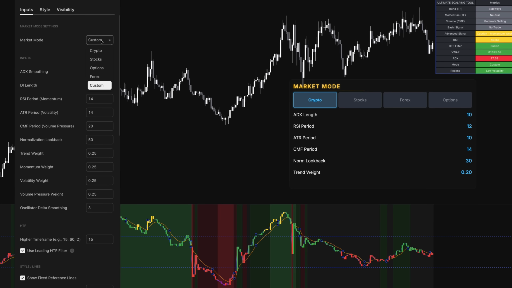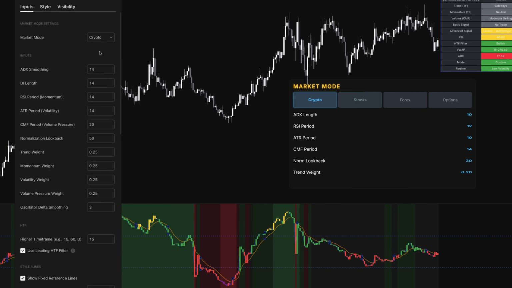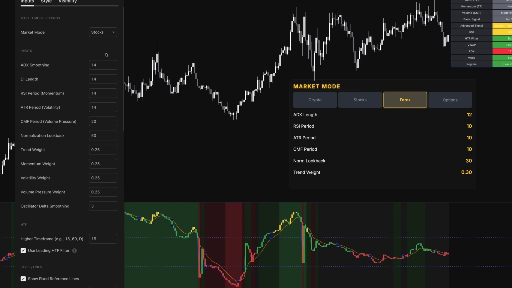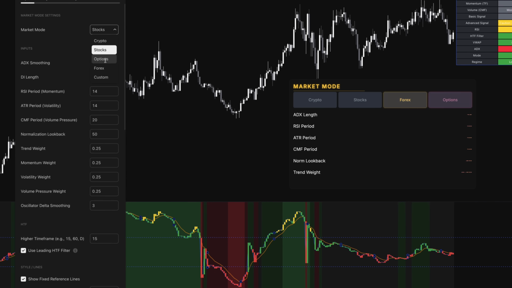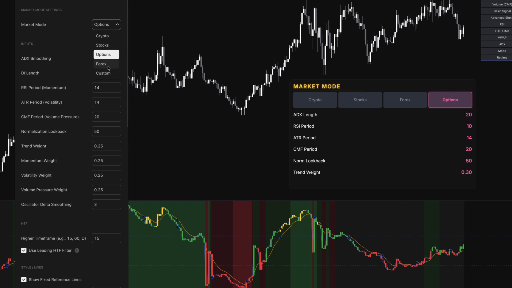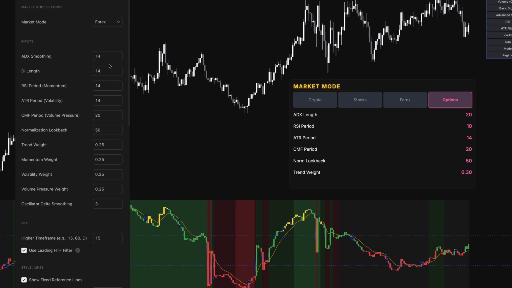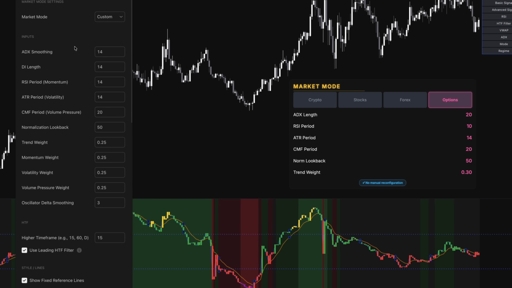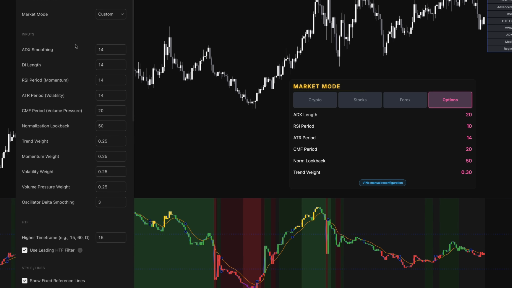The market mode presets are a practical feature. Switching between crypto, stocks, forex, and options automatically adjusts the ADX length, RSI period, ATR period, CMF period, normalization lookback, and component weights. For traders who move across instruments, that removes a significant amount of manual reconfiguration.